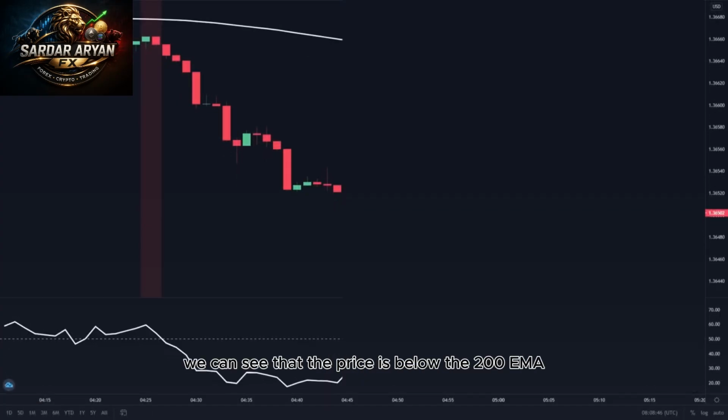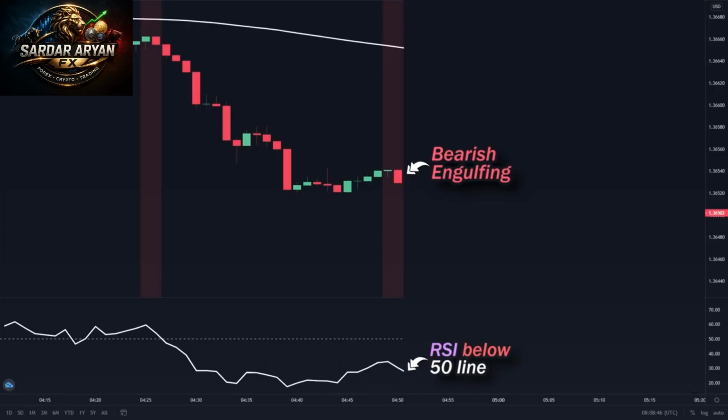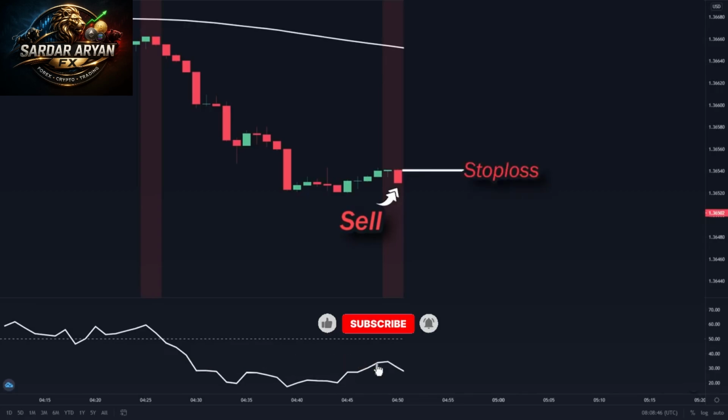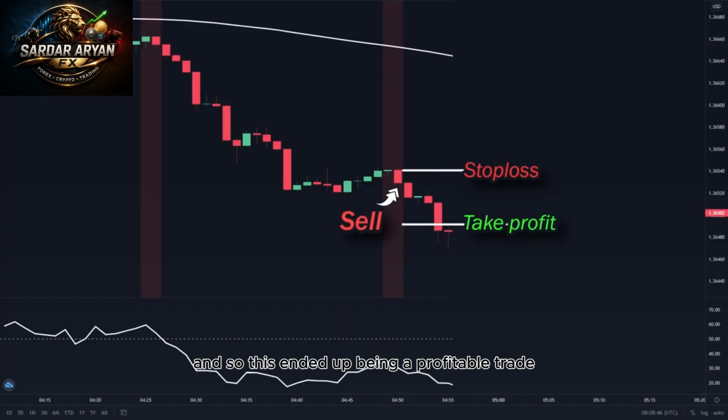In this chart, we can see that the price is below the 200 EMA, meaning we only take signals from the bearish engulfing pattern. Then, we can spot that a bearish engulfing pattern is formed, and the RSI is below the middle line. And so you want to take a sell position here. Next, you set your stop loss above your entry candle, and for your profit target, you set it at 2 times your stop loss. And so this ended up being a profitable trade.